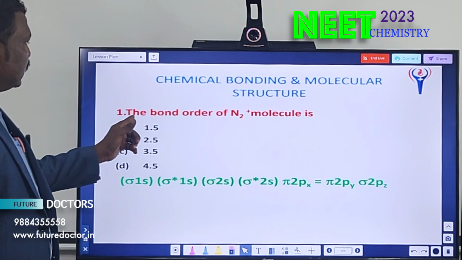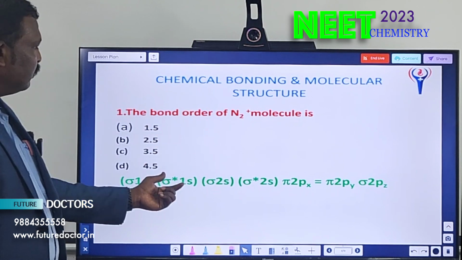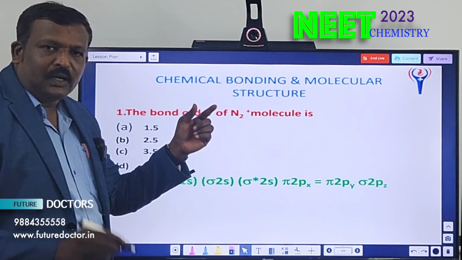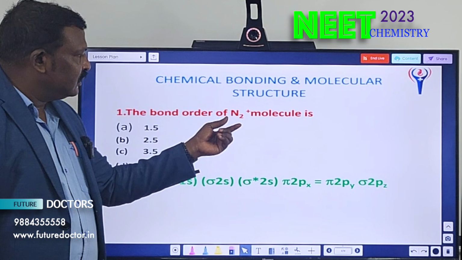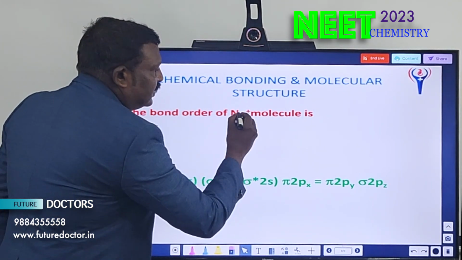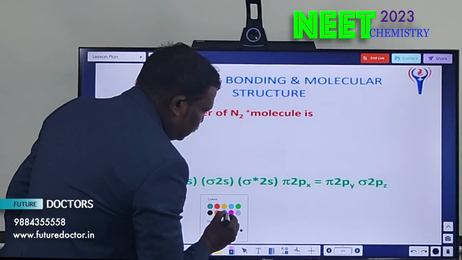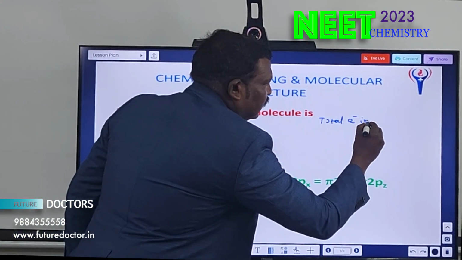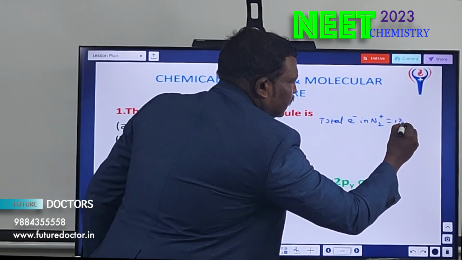See the first question: the bond order of the N2 plus molecule is dash. So we have to find out the bond order. Before that, you must know how many electrons are present in the N2 plus molecule. One nitrogen has 7 electrons, so 2 nitrogen have 14 electrons. The total electrons in N2 plus is what? We have 13 only. Is it correct or not?